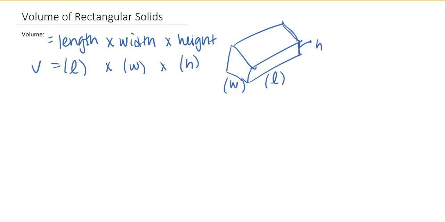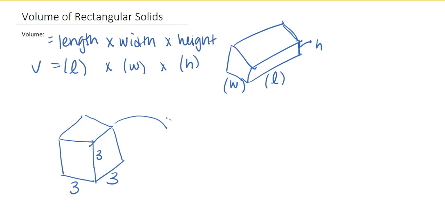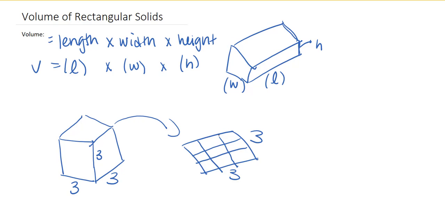So let's think about this in a little bit different way. So say you have a cube, and it measures to have a width of 3, a length of 3, and a height of 3. So if you look just at the base, which is a 3 by 3, if you look at area, all we're doing is going 3 times 3, and we get 9, right? So this is kind of like our area.